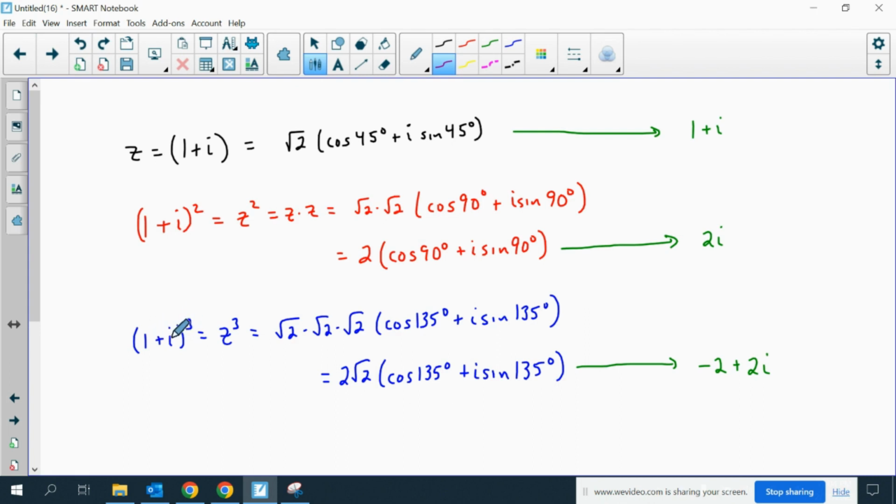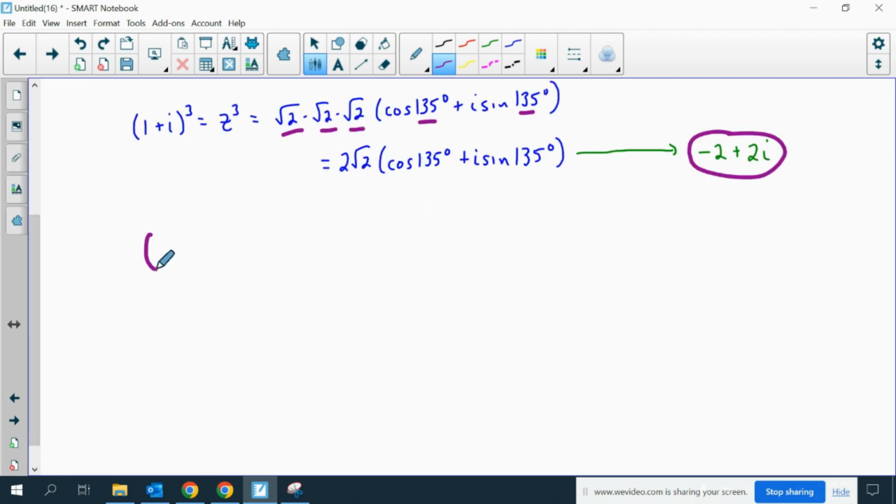Now when I do this with (1 + i) to the third, I just multiply the radius 3 times, and then add the angle to itself 3 times. So I end up with 2√2 times (cos 135 + i sin 135). Since cosine 135 is negative √2 over 2, and sine of 135 is positive √2 over 2, I end up with -2 + 2i. And I can do this much easier than doing the rectangular form of (1 + i) to the 8th.